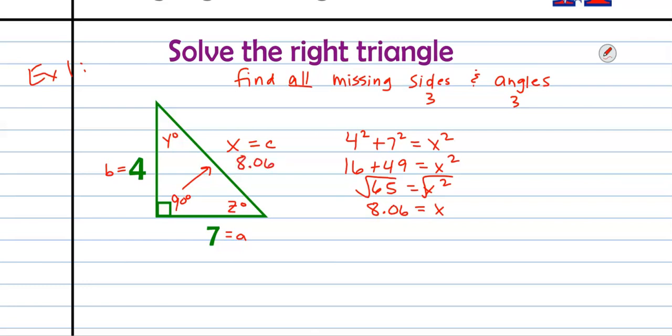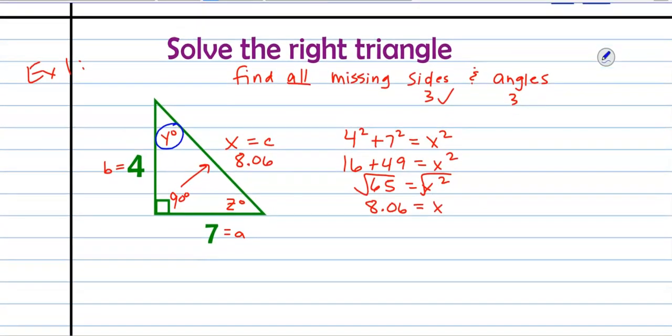Okay, so at that point we have all 3 of our sides. We're done with that. We have 4, 7, 8.06. C should be the longest side, so that's looking really good. Okay, now we have to find one of our angles. It doesn't matter which one we choose. I'll probably choose y, since that's the next letter in the alphabet, I guess.